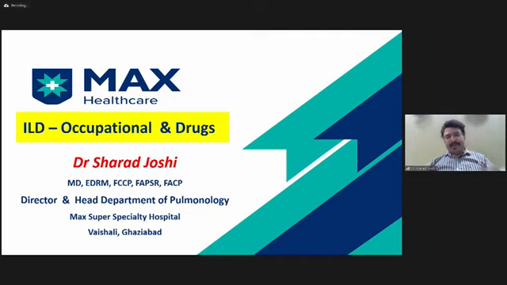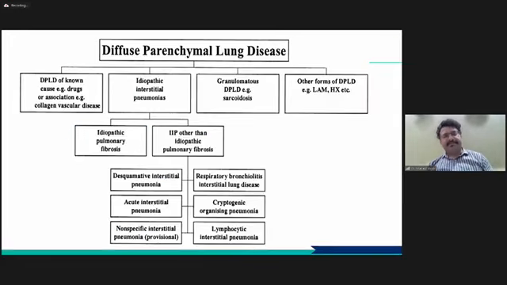So I think the wisest thing is that we are talking about occupational and drug-related ILD because I perceive personally that this is a preventable ILD. This is one of the subgroups of ILD where the response to treatment will be very, very good. The only thing is that the clinician has to have a high degree of suspicion. They should be very good at eliciting the history, and all exposure should be avoided.